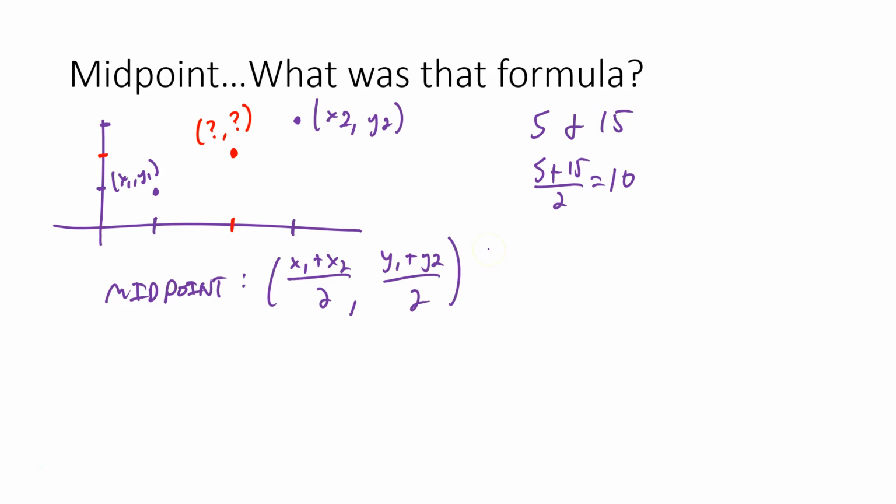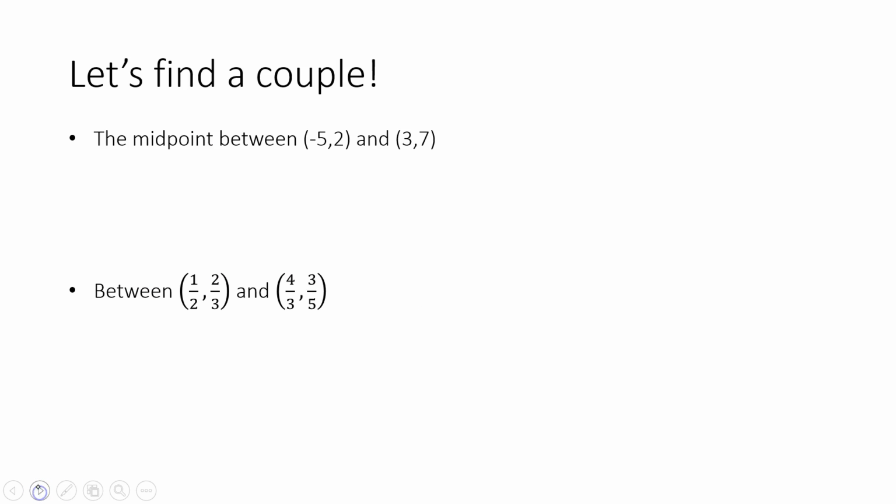So as I remember it, the distance formula, right? It's like the Pythagorean theorem with the difference of points. And the midpoint formula is just the average of the x's and the average of the y's. That's all there is to it. So let's have you guys try a couple. You can go ahead and pause the video if you'd like to and find the midpoint between -5, 2 and 3, 7, and then also 1/2, 2/3, and 4/3, 3/5. Ooh, some fractions. Looks like fun. I'll be back with you in a second.